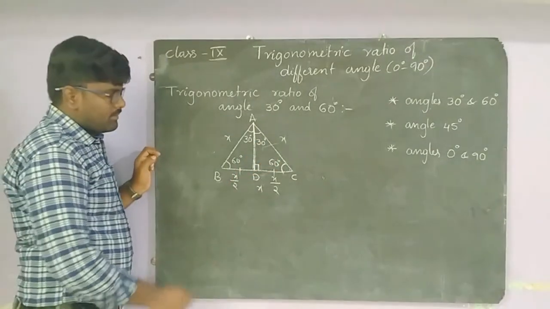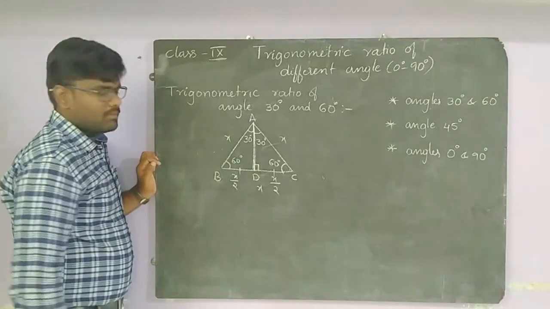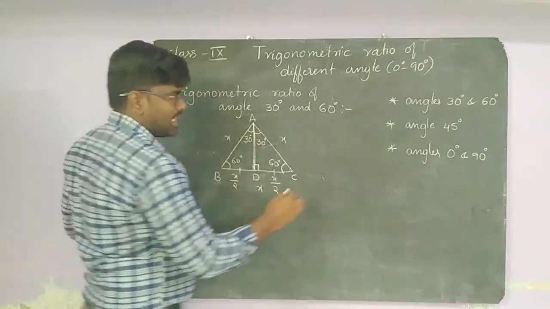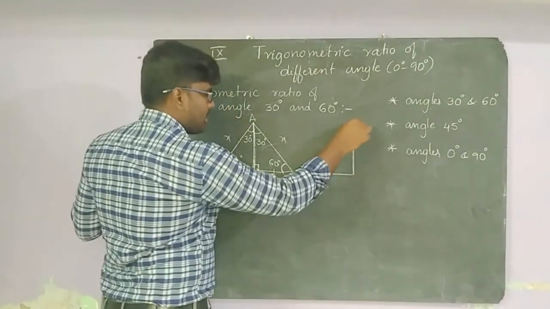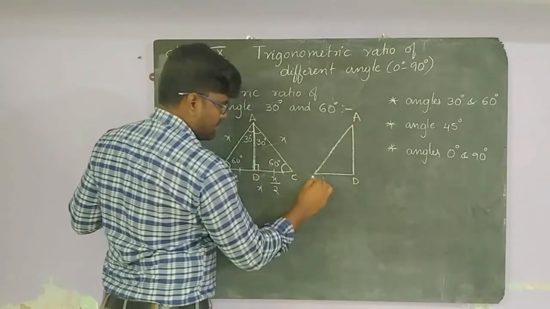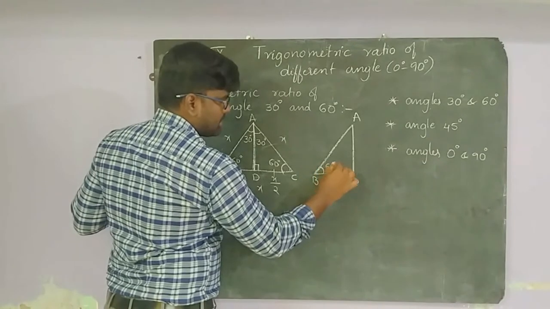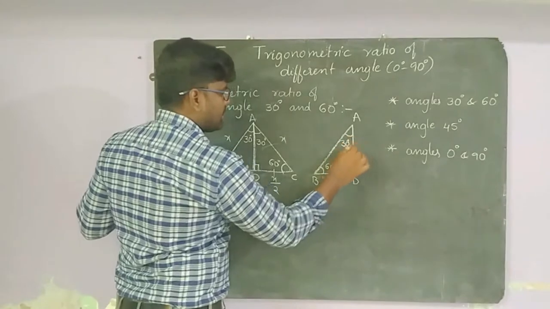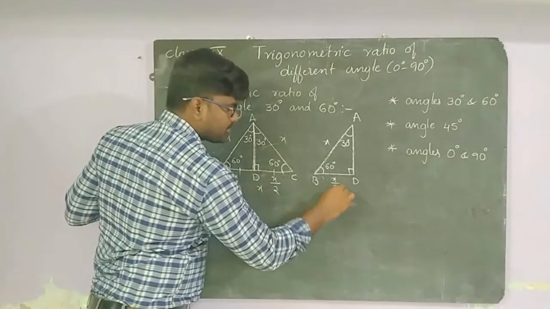From this triangle you can take any one of the parts. For example, I'll take either ABD or ACD. I'll take one part. This is A, this is B, this is D. Here it is 60 degrees, this is 90 degrees and here it is 30 degrees. We know this length is x and this is x by 2.